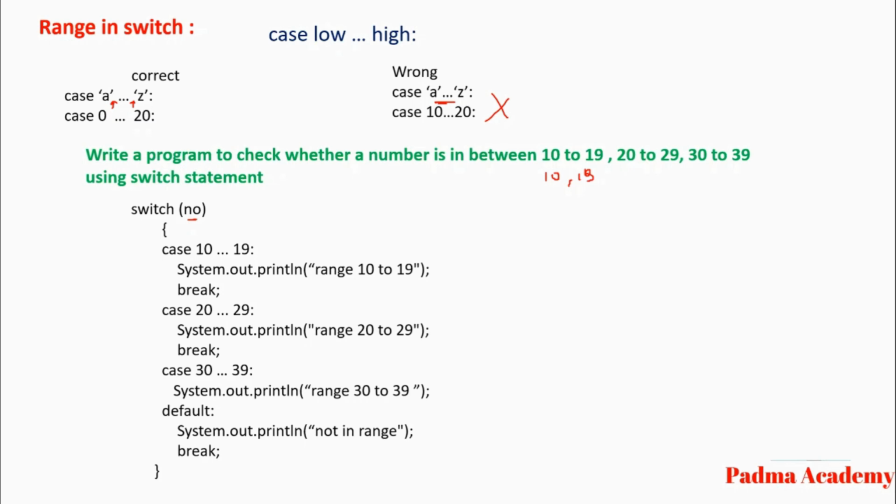Suppose we assign no as 15, so it will check that it is in the range of 10 to 19, and it will print "range 10 to 19." Similarly, you can check any number. If we give it 100, it will print "not in range." So this is all about a range in switch.